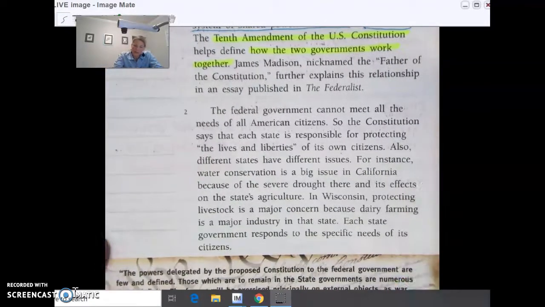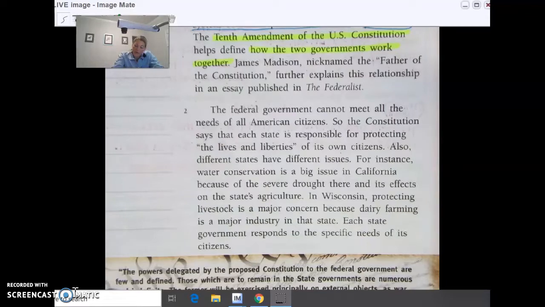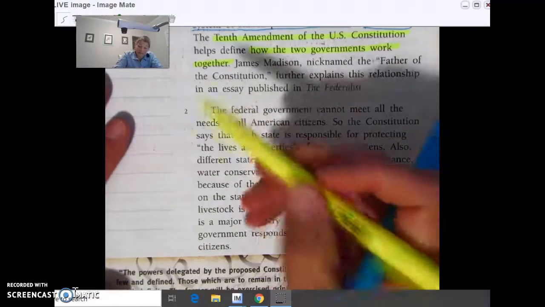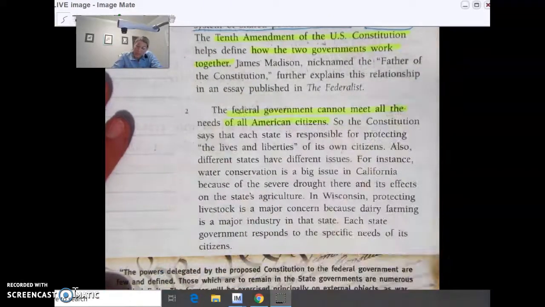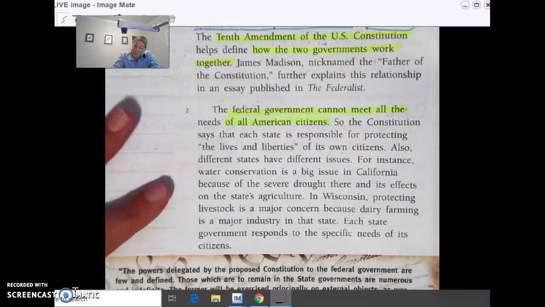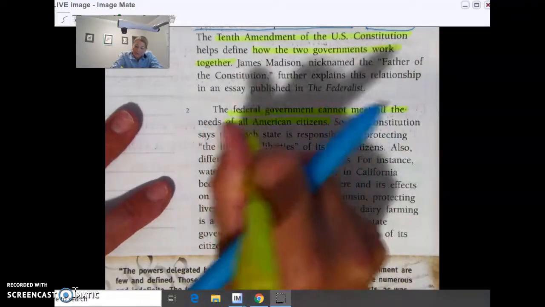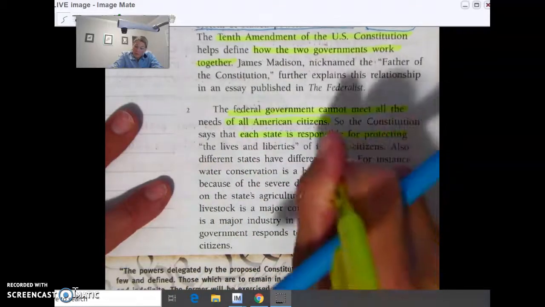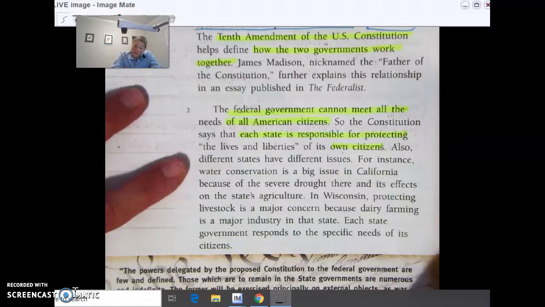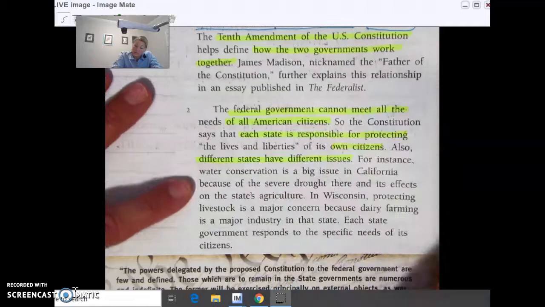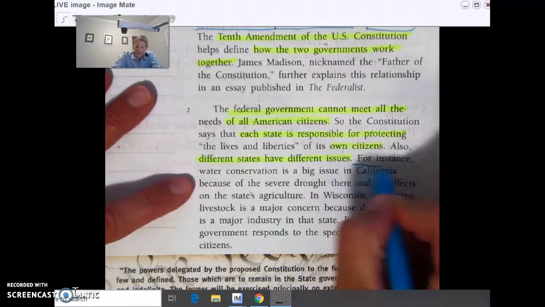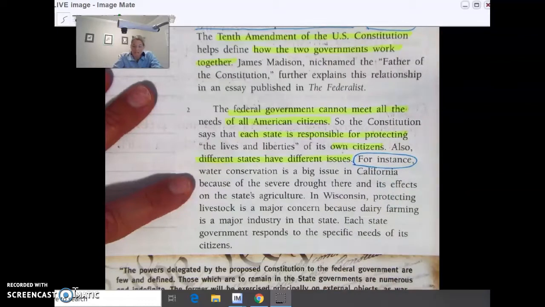So we're going on to paragraph 2. "The federal government cannot meet all the needs of all Americans." So by itself, the federal government can't do it. It needs some help. "The Constitution says that each state is responsible for protecting the lives and liberties of its own citizens." So we have each state being responsible for its own citizens. "Also, different states have different issues." That makes sense. "For instance," I love here how we have this evidence-based term. They're going to give us some examples.